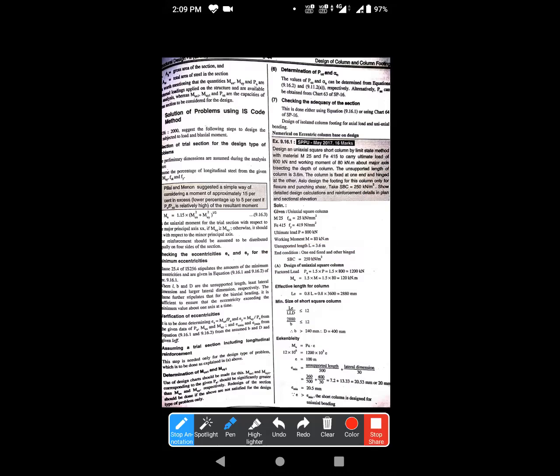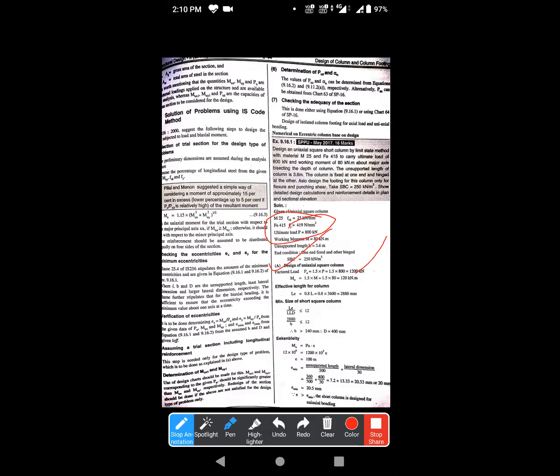First, we are going to deal with the design of the uniaxial square column. The ultimate load is given, but in this question it is multiplied by 1.5. You have to factor it: that is 1.5 into 800, which is 1200 kilonewton. Then you have to factor your working moment also.